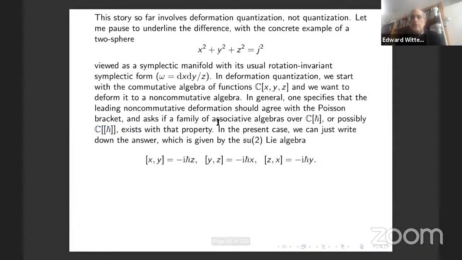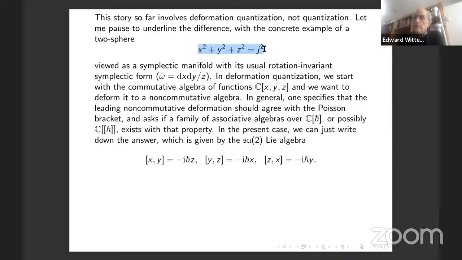In this particular case, we can just write down the answer, which is given by the SU2 Lie algebra. So these rules, these relations, together with this relation, define an associative algebra. And that associative algebra answers the question of deformation quantization of this particular manifold.